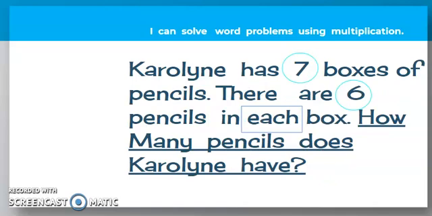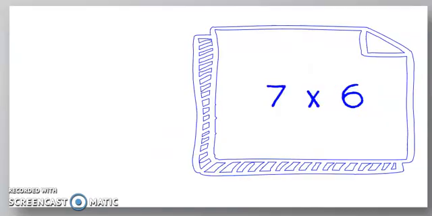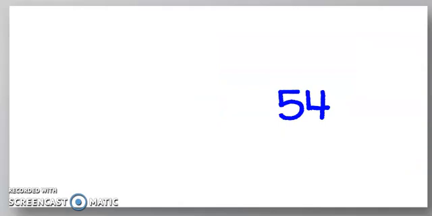Great. Now, this is what we have. We have to circle the numbers. We have to underline the questions. We have to box the words that are going to help us. So, going back to this problem, we have how many pencils does Caroline have? How do I know that? What do I need to do? Oh yeah, we need to multiply 7 times 6. That is going to give us, awesome, 54. So, Caroline has 54 pencils. This one's pretty easy. Let's do another one.